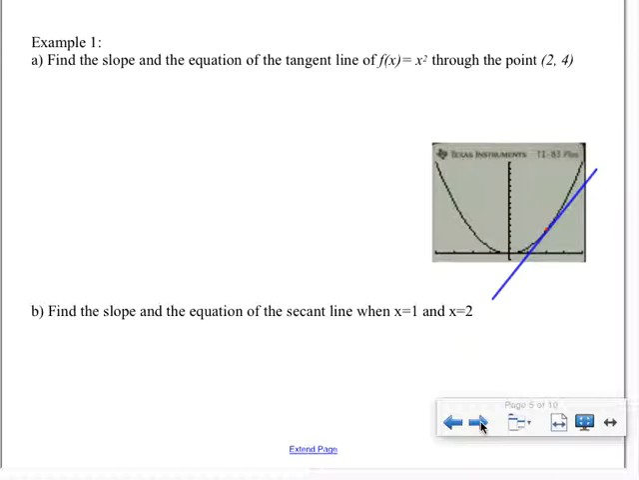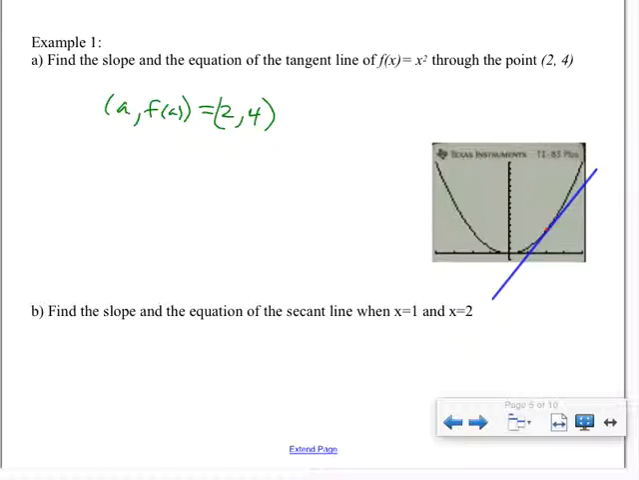Okay. So let's take a look at what we can think about that particular tangent line. So we know that my a, f of a, is the point 2, 4. Okay, so that is my a and my f of a.